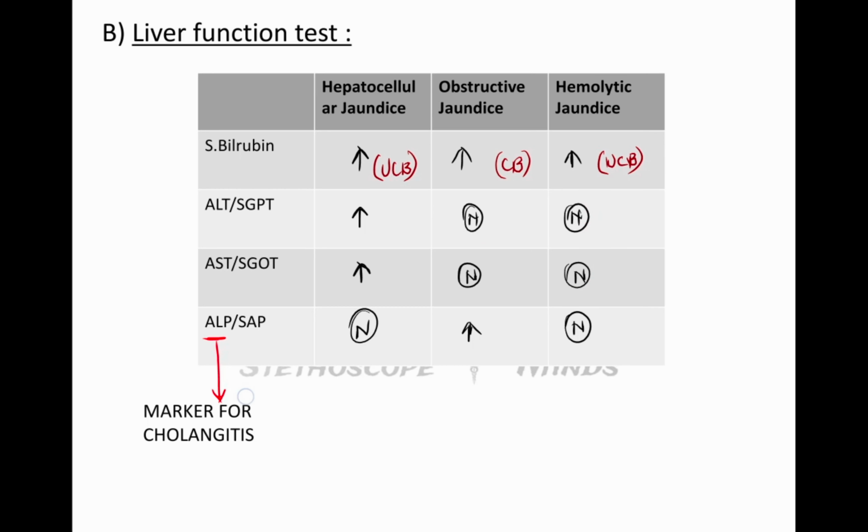Next, ALP. It is a marker of cholangitis, meaning it relates to the gallbladder and bile. So it is generally normal. In obstructive, the bile duct is affected, so it is increased. And in hemolytic, there is no involvement of bile, so it is also normal.